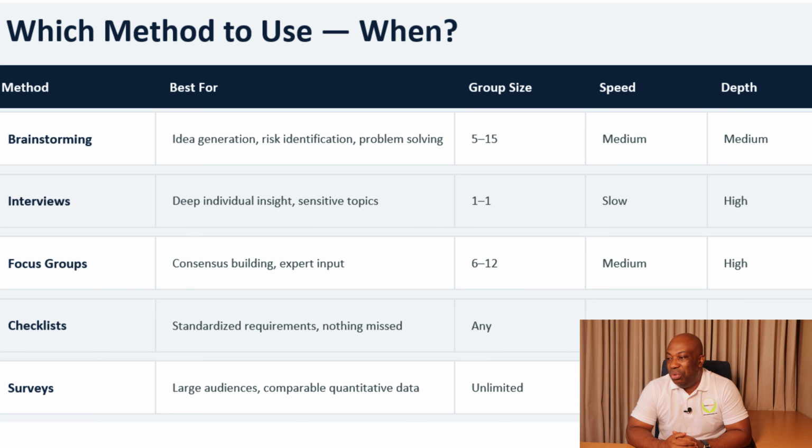Then when it comes to surveys, it's best for a large audience and also comparable quantitative data. Which means if you have a large audience, survey is easier. In this day and age, you use technology. You can either have a website or an application where people can give feedback in terms of the surveys. And this is also unlimited in terms of group, and the speed is very fast, as well as the depth being low to medium.